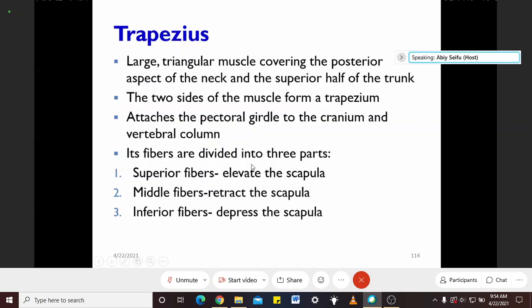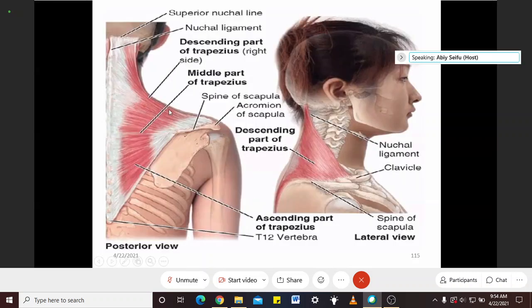There are three sets of fibers. Let's see here. This one is the descending fibers, which are the superior fibers. The superior fibers originate from the superior nuchal line, as well as the mastoid process. And there is also the transverse one, this one is the transverse fibers. And there is also the inferior ones, which are the ascending fibers.